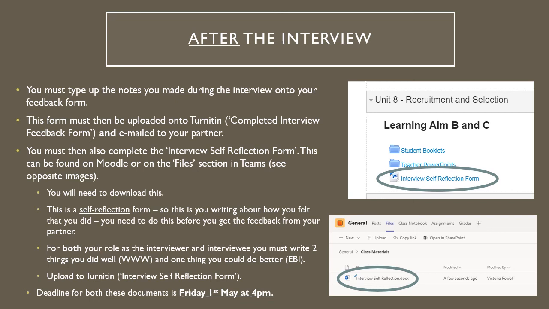And then for each role, you're going to have to think of 1 thing you could do better, an EBI, an even better if. So by the end of that form, you should have 6 points: 2 what worked well for each role as the interviewer and interviewee, and then 1 thing you could do better for the interviewer and the interviewee. And again, the more detailed this is, the more helpful it will be for when you come to do your next bit of the assignment.